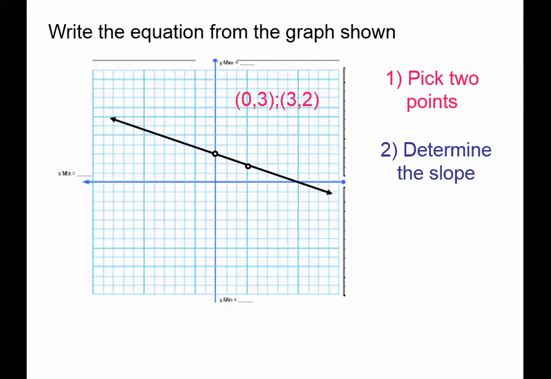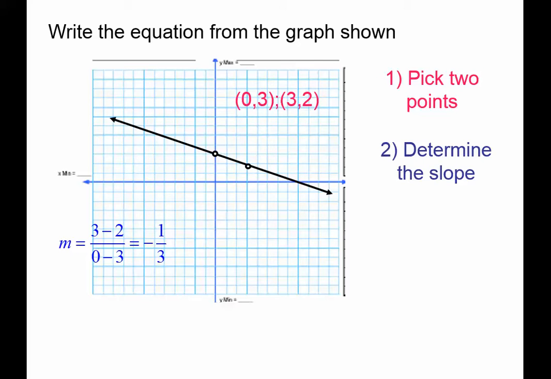If we want to write an equation in slope-intercept form, we need to know the slope and we need to know the y-intercept. Always 2 things. So how do I use these 2 points to determine the slope? Well, you could use rise over run, or you could use the slope formula. Either way, you should end up with getting a slope for this particular graph of negative 1/3.